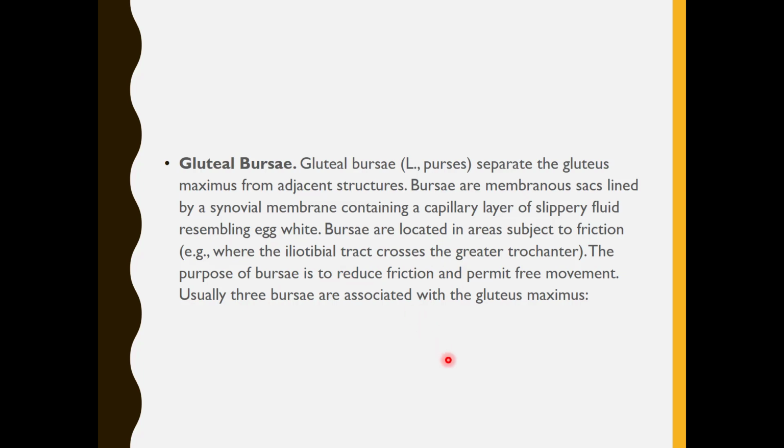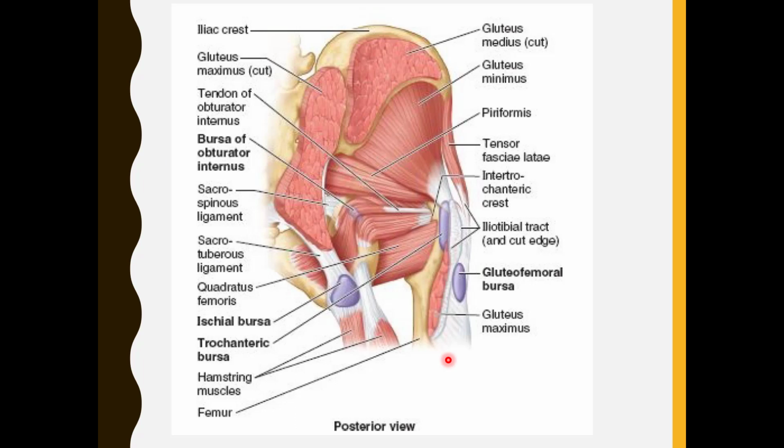Usually there are three bursae which are associated with the gluteus maximus muscle. See here in this diagram, this is the ischial bursa. Then there is the trochanteric bursa, and there is the gluteofemoral bursa. These bursae are associated with the gluteus maximus muscle.